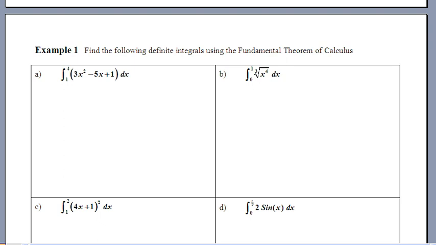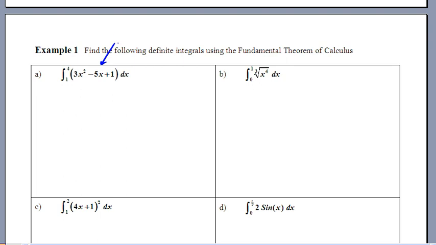So it says find the following definite integrals, just using this theorem. This is what it looks like to actually do it. It's actually often very, very fast. I don't have to go and ask my calculator to do ribbons. I just come up with an antiderivative of that function that's there.